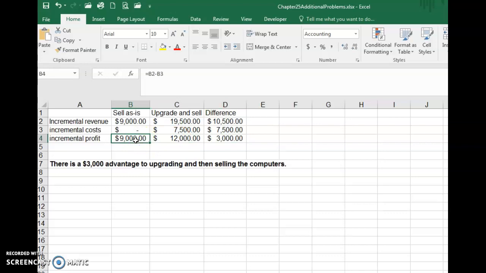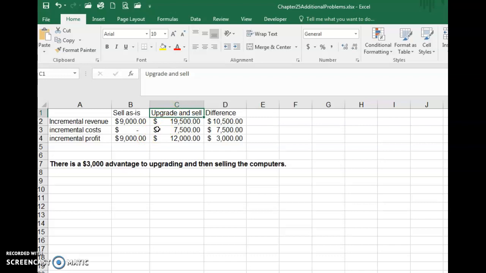I did want to make a comment here that it does say in the problem that you have the 12 obsolete computers that are carried in inventory at a cost of $13,200. That $13,200 is not included in my analysis anywhere, and it's because it's a sunk cost. And so it would be the same in this situation, sell as is, as it would be upgrade and sell. It's the same. Okay? So let's look at the next problem.